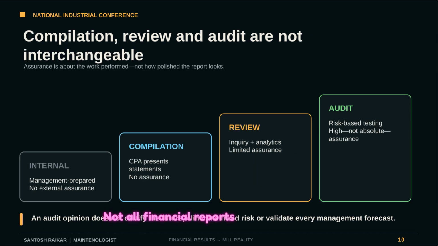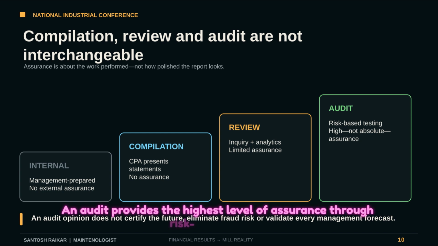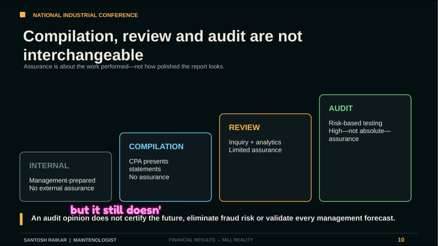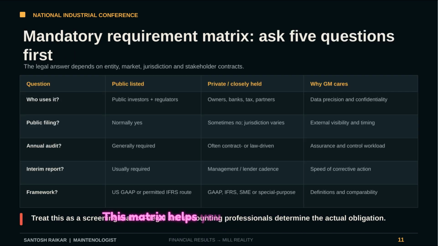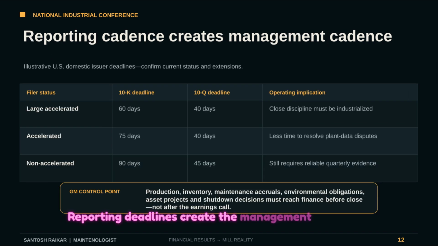Not all financial reports are created equal. There's a big difference between a management-prepared document and a full audit. An audit provides the highest level of assurance through risk-based testing, but it still doesn't certify that the company's future is bulletproof. This matrix helps you screen requirements. For a GM, the key is data precision. Publicly listed companies have higher external visibility, while private reporting frequency is often driven by the cadence of the lender or the owner. Reporting deadlines create the management heartbeat.